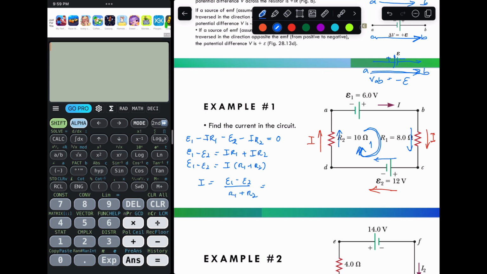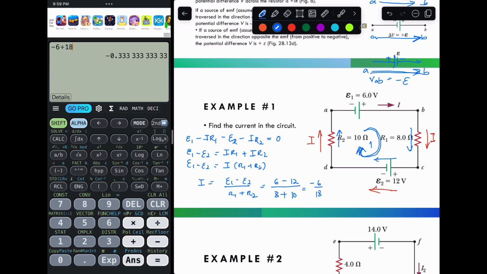And that is E1, which is 6 volts, minus E2, which is 12 volts, over R1, which is 8 ohms, plus 10 ohms. So that makes it negative 6 all over 18. So negative 6 divided by 18 is negative 1/3.